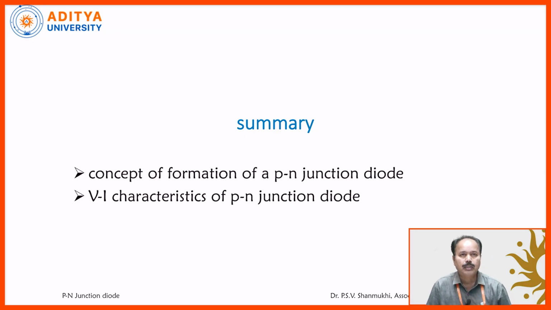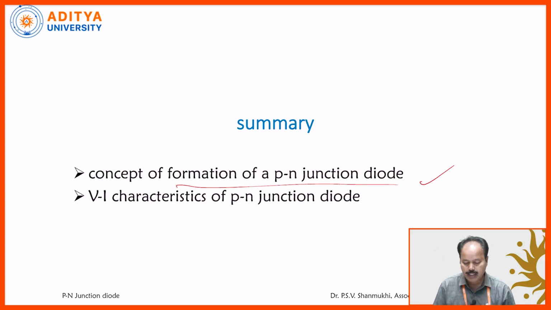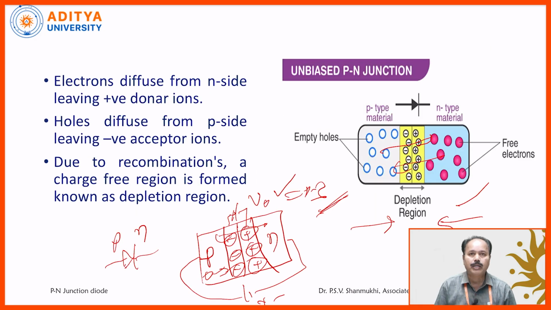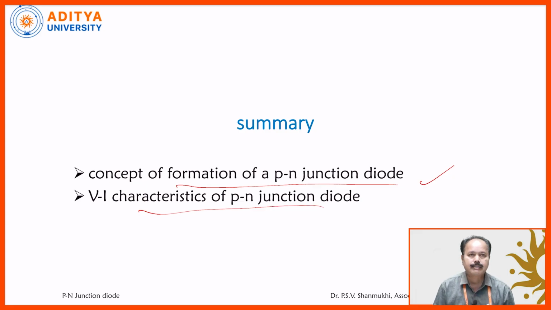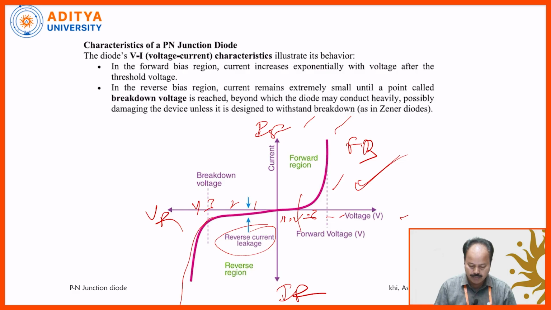So, coming to the summary, in this article what we have discussed is the formation of the PN junction diode, how a PN junction diode is formed. When p-type and n-type semiconductors are joined together metallurgically, a PN junction diode is formed. It is actually an unbiased PN junction diode. We also discussed the VI characteristics of the PN junction diode: under forward bias, how the current changes with voltage, and under reverse bias, how the current flows with the voltage. That is what we have seen in this article.